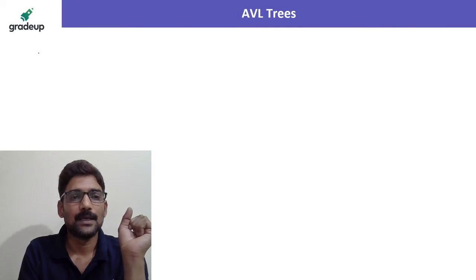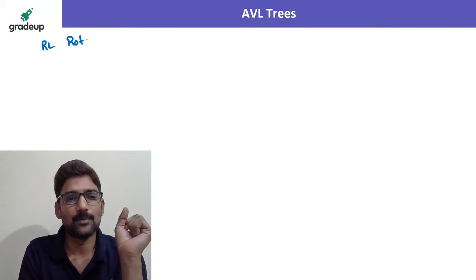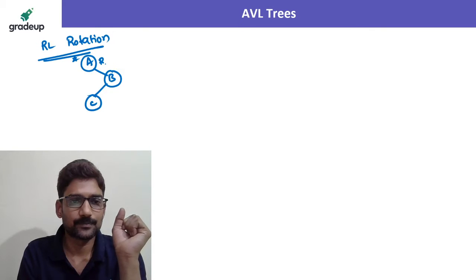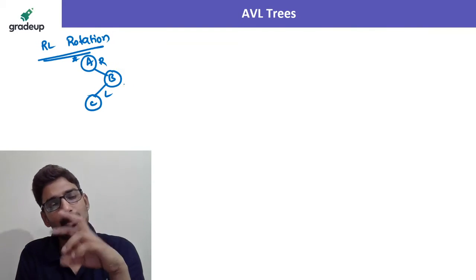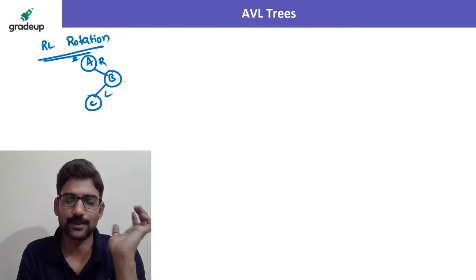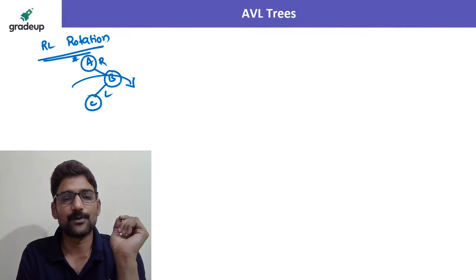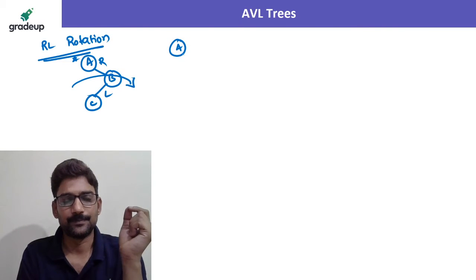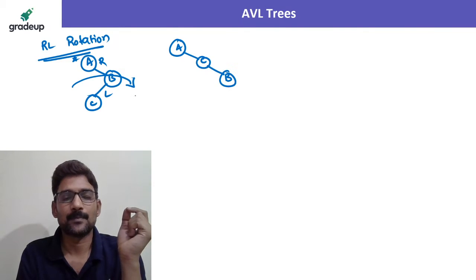Now finally RL rotation. This is again mirrored rotation for LR. B is the right child for A, C is the left child for B. A is the critical node. Again, this is a two-step rotation, but considered as single rotation. Here first you do left rotation. So C becomes parent. Then you do right rotation.